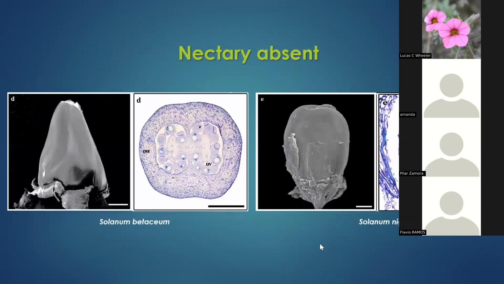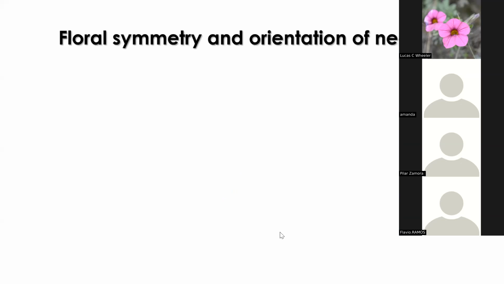Then there were also some control genera like Solanum, where nectary is completely absent and you cannot see any kind of nectarostomata or nectar secreting region. So it acted as a control for us. Then after morphological observations of the different kinds of nectary, the question that we raised is: how are the different kinds of nectary organized within a flower, and does it have any correlation with the symmetry of the flower or not?